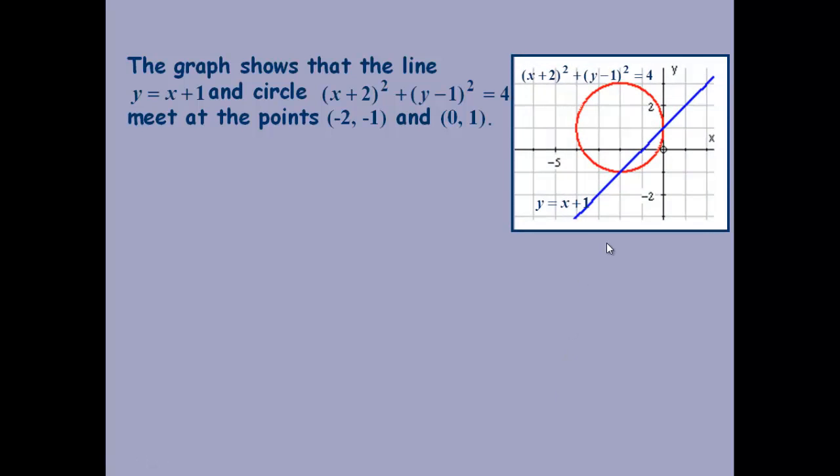Looking at this graph to start with, we can see that this line intersects this circle, this red circle, the blue line intersects at these 2 points. This point being -2, -1, and this point here 0, 1. We can see there.